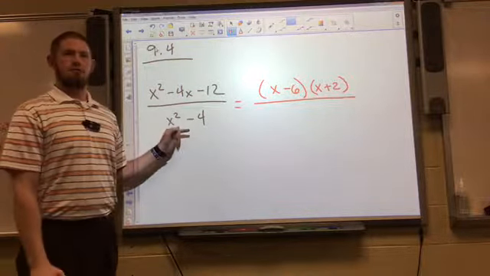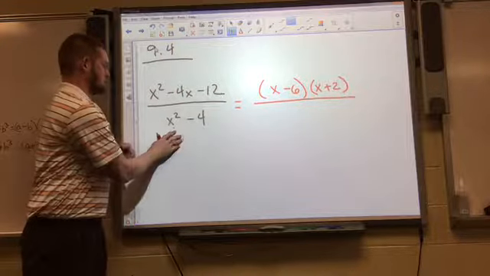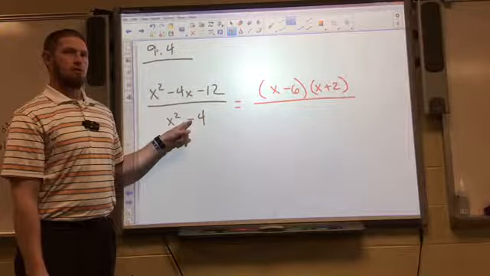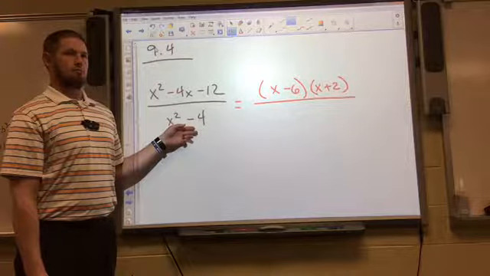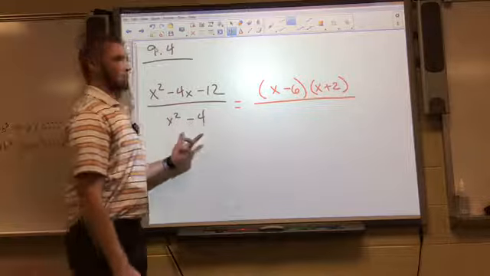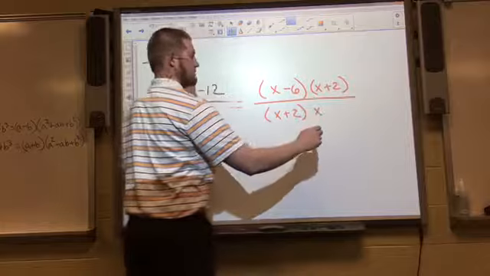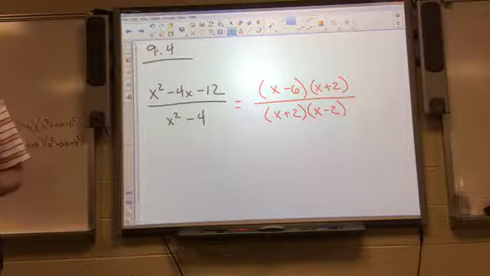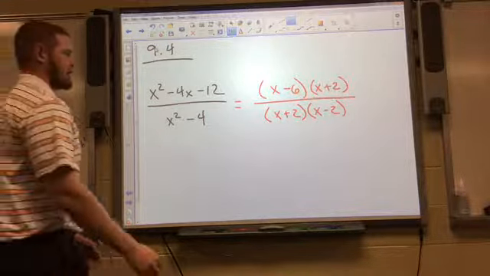What is special about this? They're both perfect squares. So what's that? What's this whole thing called? Difference of two squares. What's it factored to? Okay. So now that I have everything broken down, everything's factored out.